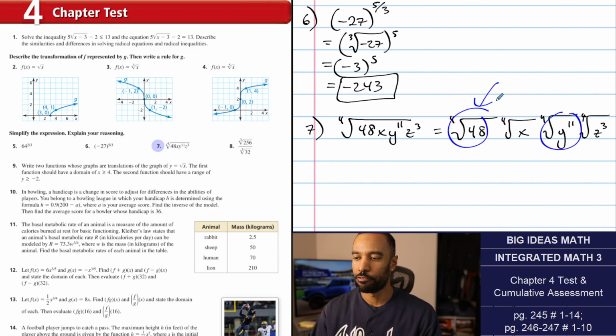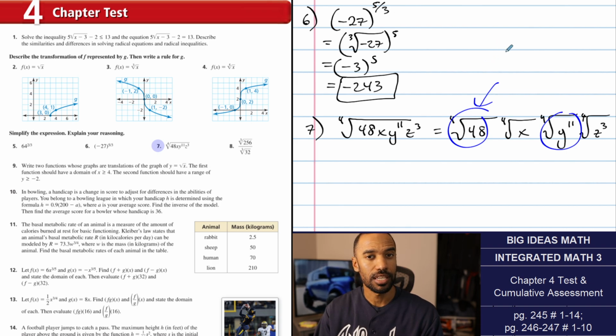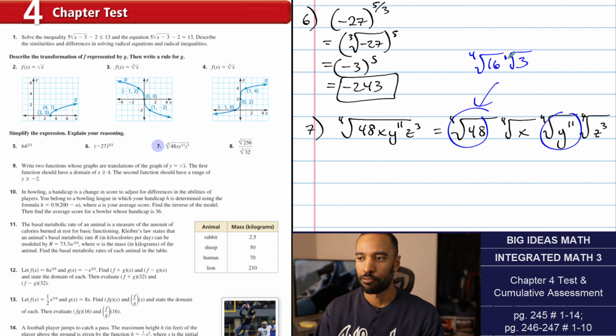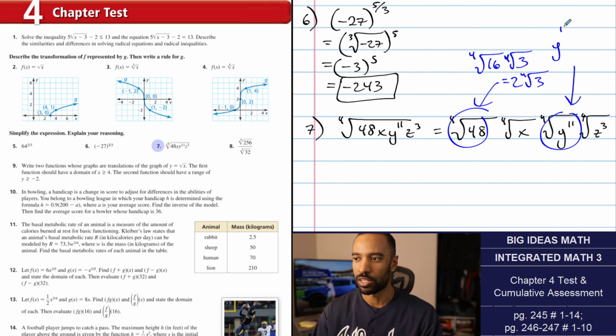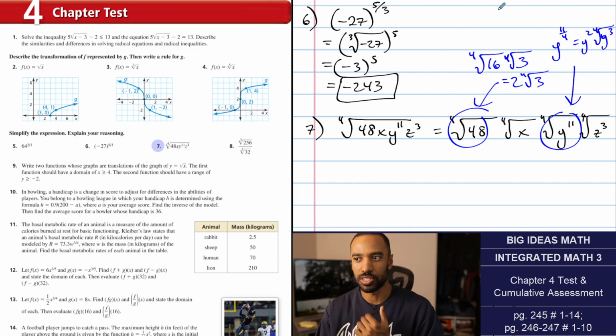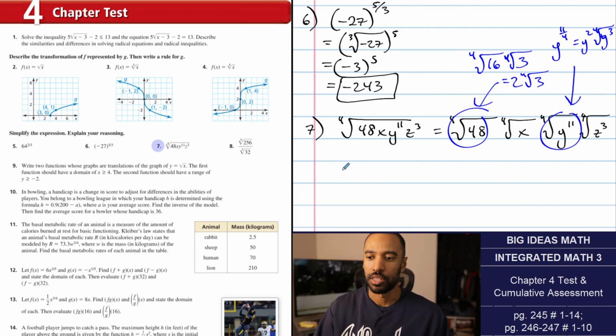The 4th root of 48: 16 is a perfect 4th power value, so 16 and 3. And the 4th root of 16 is 2, so that's 2 times the 4th root of 3. As far as y here, this is y to the 11 over 4 power, which means we divide 11 by 4. 4 goes into 11 twice with a remainder of 3. So it's y squared with the remainder of 3 that would go inside there. So some things stay inside the 4th root, some things come out. The only things that come out are a 2 and a y squared.